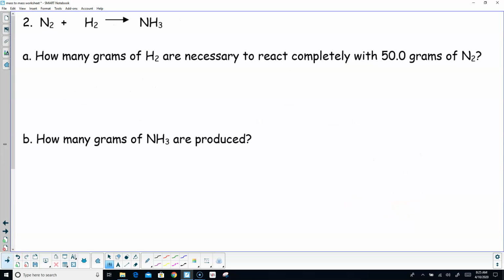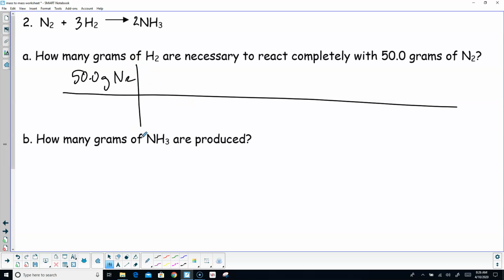Okay, on this one, first let's balance. We put a 3 here and a 2 here. How many grams of hydrogen are necessary to completely react with 50 grams of nitrogen? Well, once again, we start with what you know, 50 grams of nitrogen. Okay, 3 steps again. I need to find its number of moles. So every 1 mole of nitrogen weighs 28.02 grams of nitrogen. Grams cancel. I now know moles.